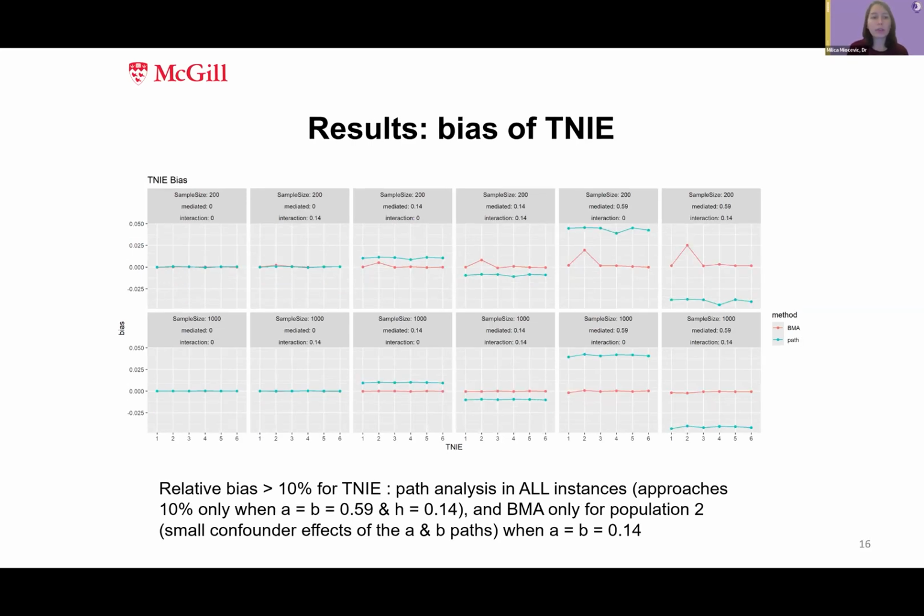The total natural indirect effect shows a different pattern of results. So path analysis had relative bias above 10% in all instances. Bayesian model averaging was unbiased in all instances, except again, this situation where there were confounders that had small effects on X, M, and Y, and the A and the B paths were also small.